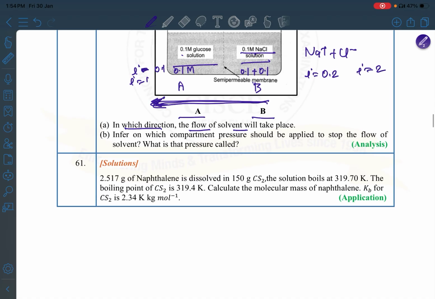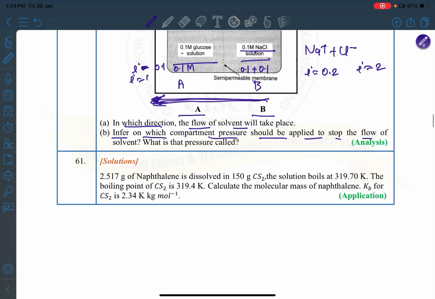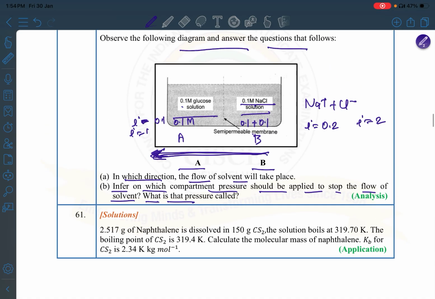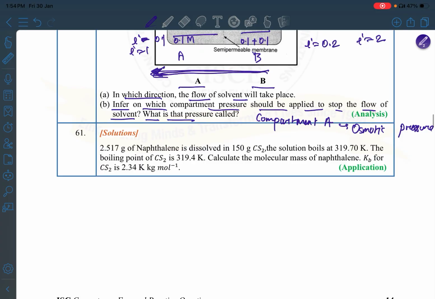And then, infer on which compartment pressure should be applied to stop the flow of solvent. So where the flow can take place, there we have to put external pressure. So we have to put the external pressure on compartment A. Okay. And that external pressure is called osmotic pressure. So the pressure which is required to stop the osmosis process is osmotic pressure.